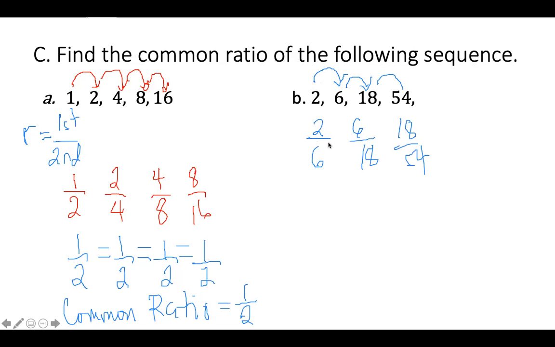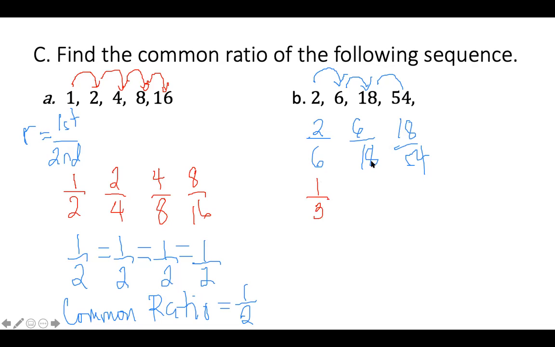Again, these ratios are of different expressions, kaya hindi pa natin masasabi kung common ratio ba sila o hindi. So ang gagawin natin ngayon, we're going to simplify to check if they have equal values. Okay? So let's start from the first ratio. Ang first ratio ay 2 over 6. Both numerator and denominator are divisible by 2 because both of them are even. So we can divide this numerator and denominator by 2. So that's 2 divided by 2, it's 1. And 6 divided by 2, that's 3.